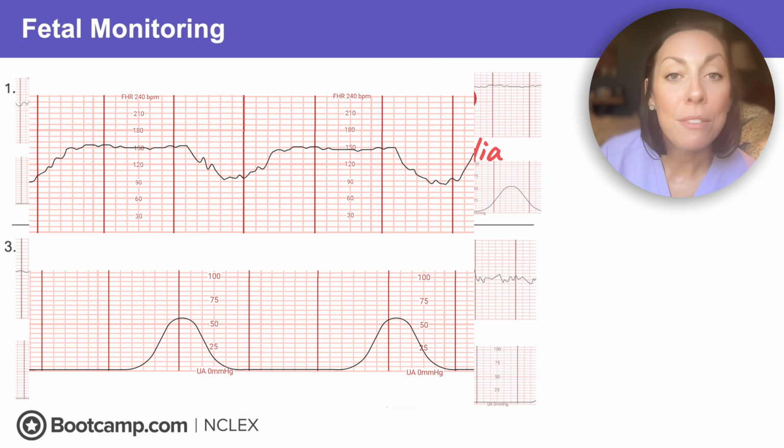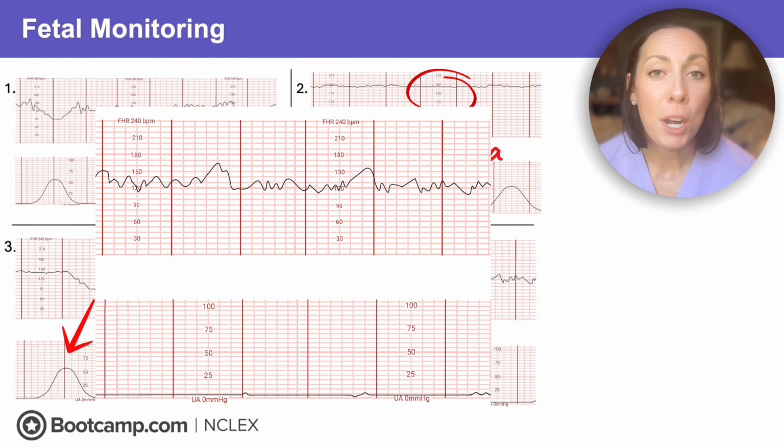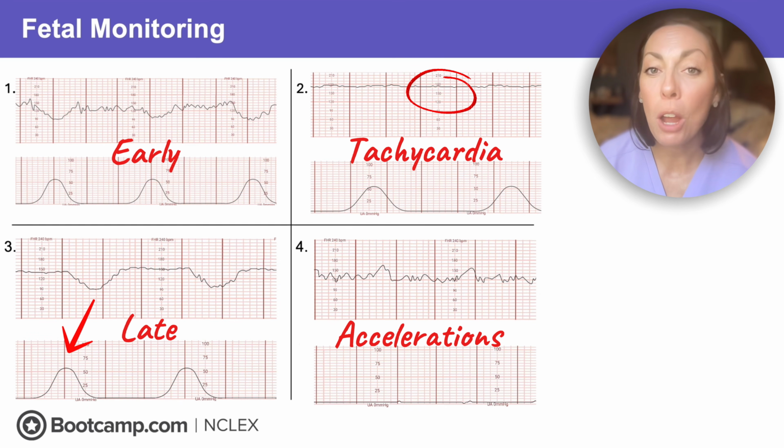Here in number 3, we have late decelerations because that deceleration starts after the contraction. Remember, this means that we have placental insufficiency. So this fetus is not getting blood, oxygen, and nutrients like it should. And here in number 4 is accelerations. So remember that just means the baby is moving around, and so that fetal heart rate is accelerating in response, and that's a healthy response. So do we all agree the priority is late decelerations due to the uteroplacental insufficiency?